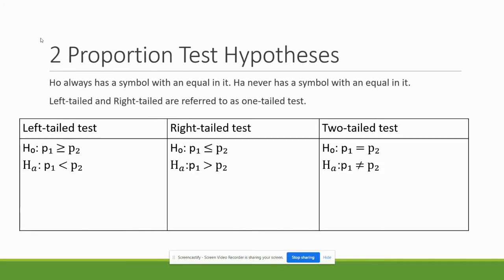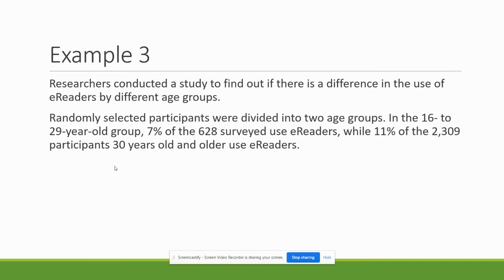For the hypotheses, remember these are a lot like what you've seen before when we did hypothesis testing. So we're dealing with two groups' proportions: proportion of group 1, proportion of group 2, and we're comparing those based on the directions. Again, remember the null hypothesis always has to have that equal sign in it. So let's do an example.